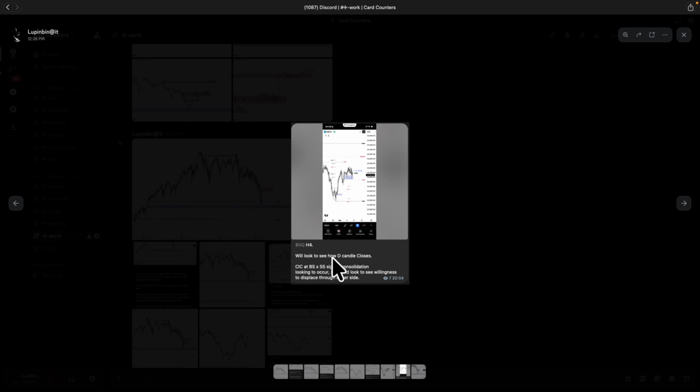Now, the commentary I said on that picture would be, I'm going to look to see how the daily candle closes. Kraken correlation at buy side and sell side being signatures of consolidation. So I'm going to look to see willingness to displace through either side. So I'm going to look to see price action show a willingness to displace between either buy side or sell side.